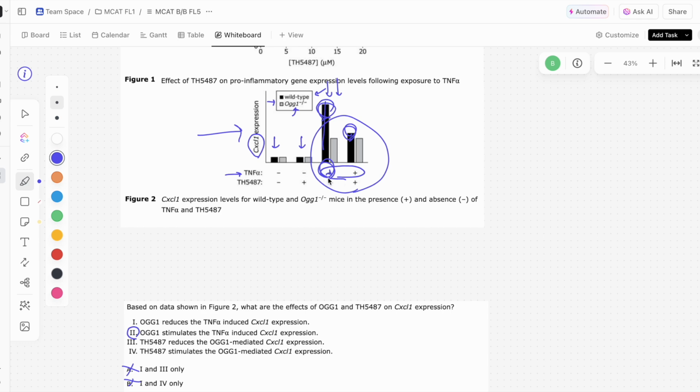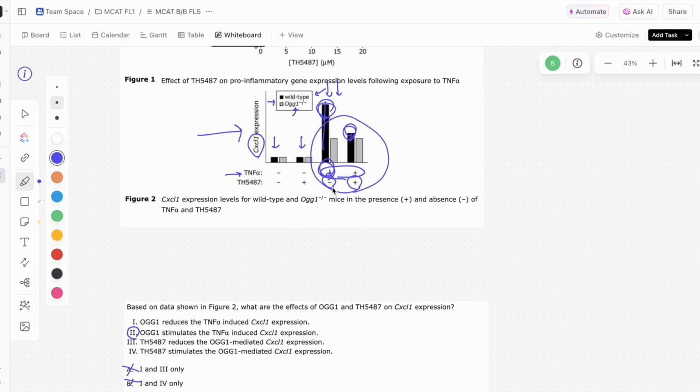We're always going to compare everything else. When we compare two data points, we have to make sure all of the other variables that we're not really interested in are the same. So here both of these are TNF alpha plus, which means both of these mice are exposed to TNF alpha. And what we're trying to see is what happens when we add the TH5487. What happens if we don't have versus when we do have TH5487?